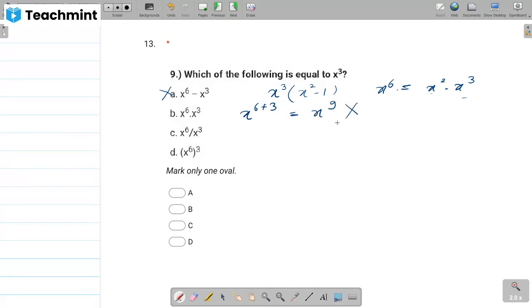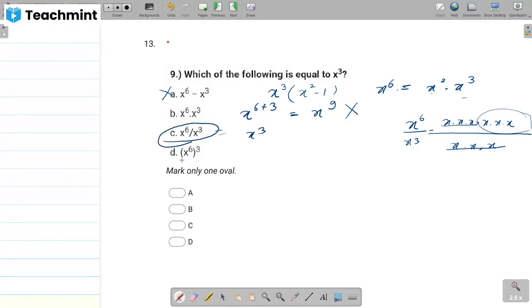Now next is x raised to the power 6 divided by x raised to the power 3. What is the meaning of x raised to the power 6? It means we multiply x 6 times: 1, 2, 3, 4, 5, 6. And x raised to the power 3 means multiply x 3 times. So these 3 x's will cancel out. Now we will be left with 3 x's which are in multiplication, so x cube. So the third option is correct.